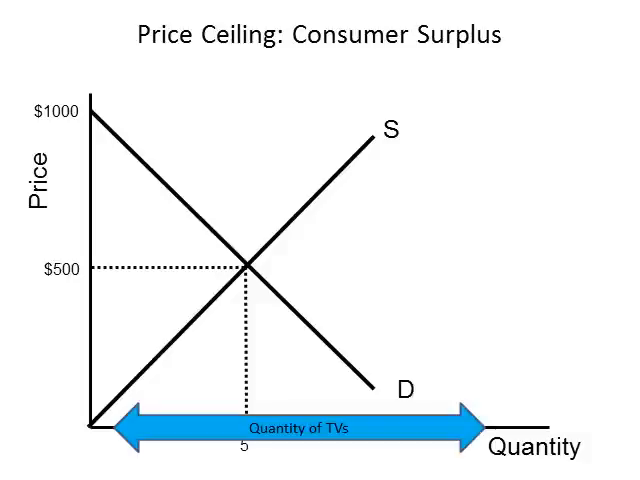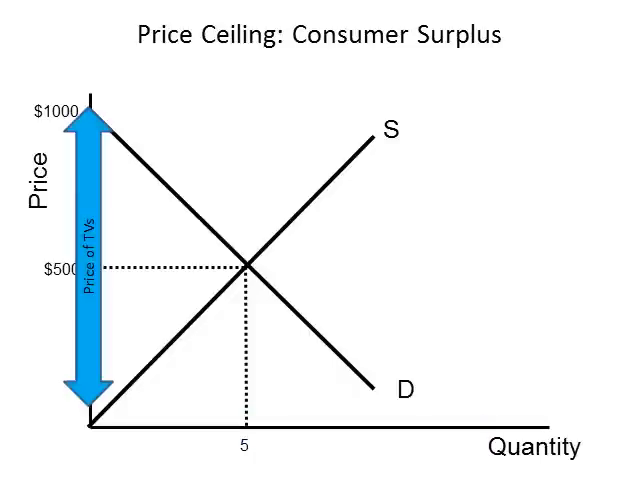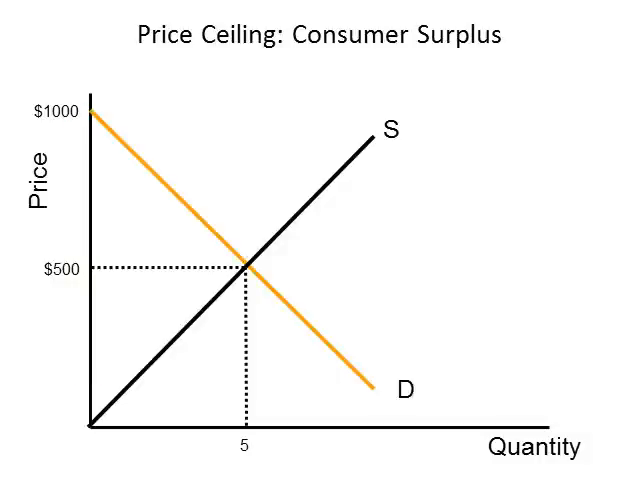The horizontal axis represents the quantity of TVs, and the quantity of TVs increases as we move from left to right. The vertical axis represents the price of TVs, and the price increases as we move from bottom to top. The demand curve is downward sloping, and the supply curve is upward sloping.